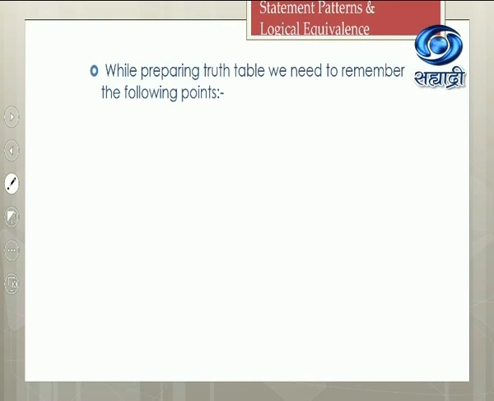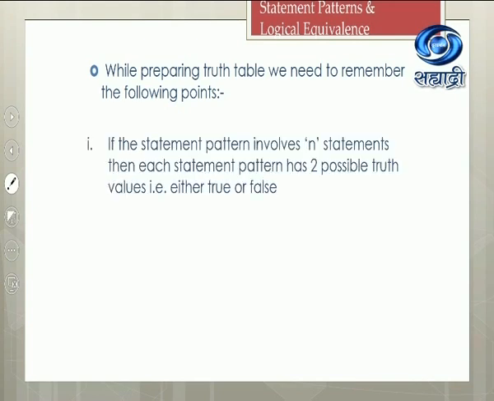Now we might have more columns and more rows. So let us see how to do that. If the statement pattern involves n statements, then each statement has 2 possible truth values, that is either true or false. You all know that true or false, these are the only 2 patterns, correct? So if n statements are there, then the truth table must contain 2 raised to n rows.